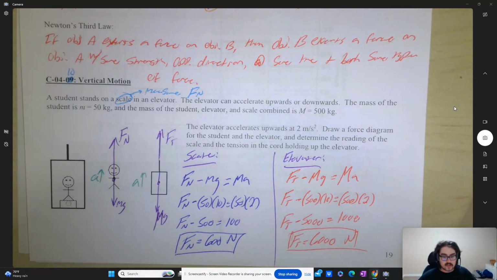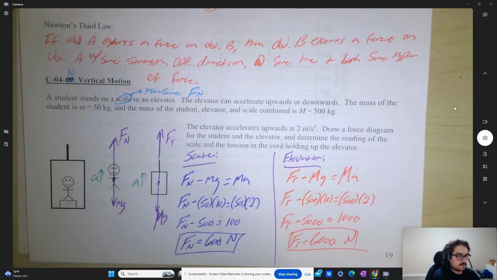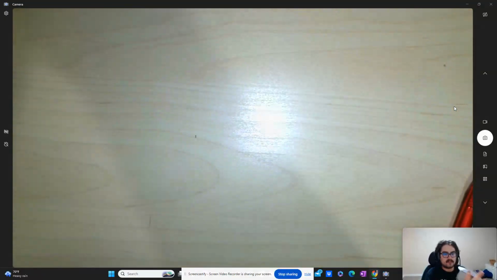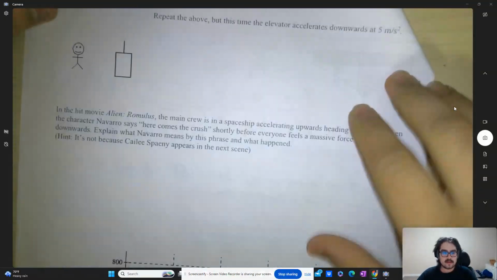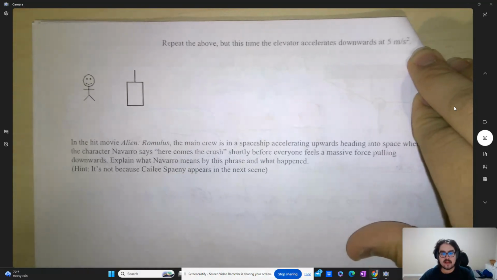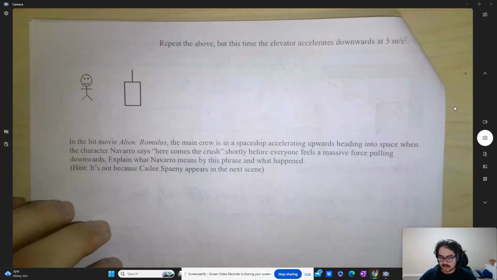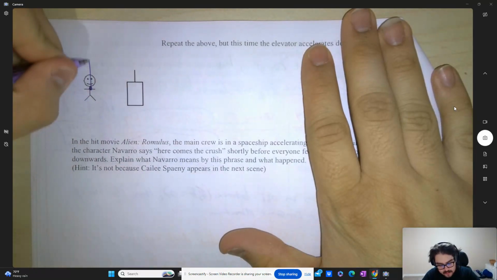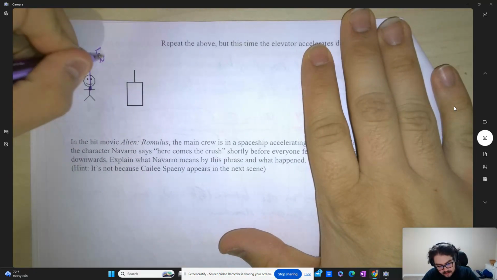Okay, that's the elevator example. Now this time, if we do the same thing, but the elevator is accelerating downwards. The next example says that the elevator accelerates downwards at 5 meters per second squared. This actually does change it up slightly. What you would notice is that now, instead of normal force being the stronger force, it's going to be gravity.